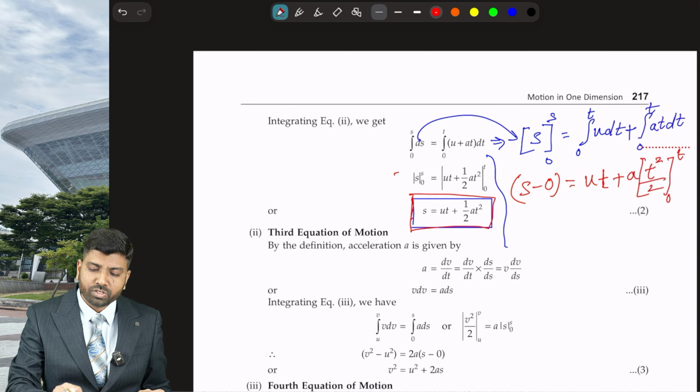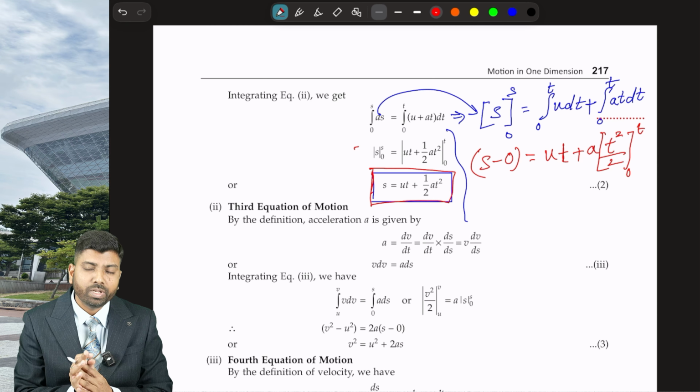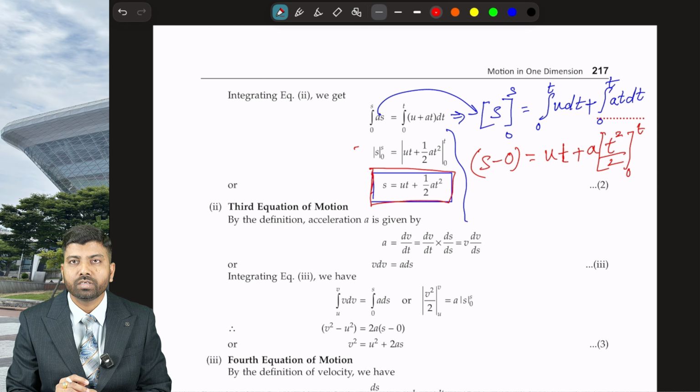So this is the derivation of Newton's second equation of motion, right? If you have any question, please write in the comment box so that I can answer your question. Otherwise, let us move to the third equation of motion.